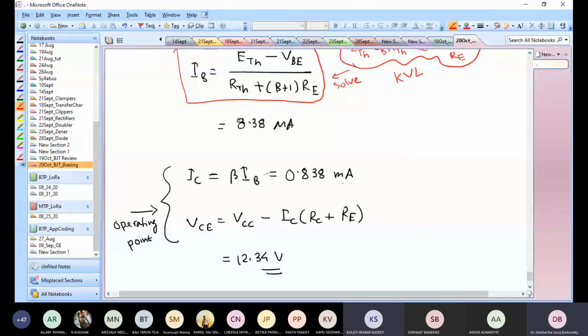All right, so this is how you solve these problems. You could do it for any problem, any circuit you want to solve, using the exact same procedure. All right, so now let us try to solve one.